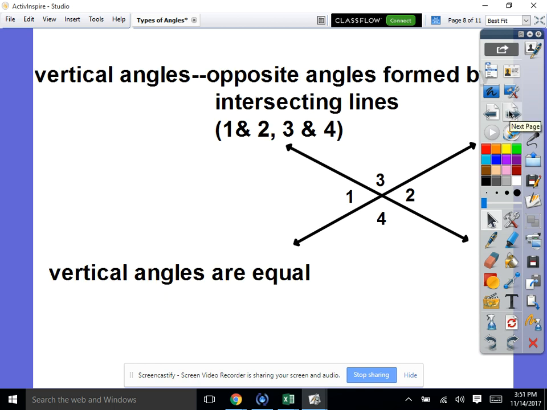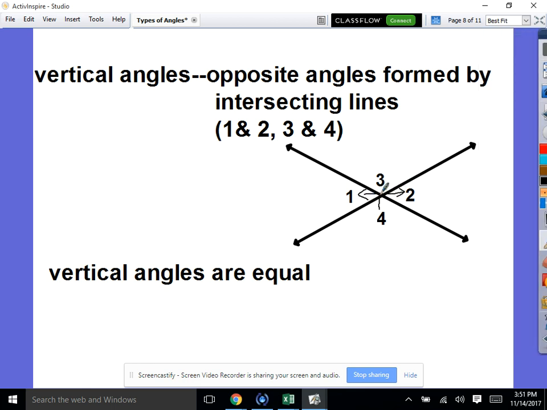And finally, vertical angles are opposite angles formed by intersecting lines. So they're straight across from each other. 1 and 2 are vertical angles. 3 and 4 are vertical angles. And vertical angles are equal.